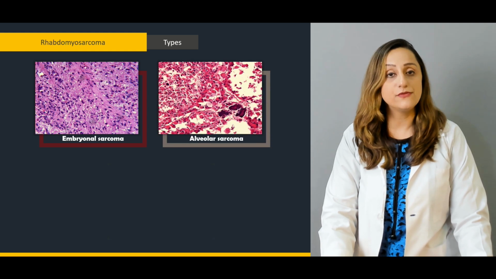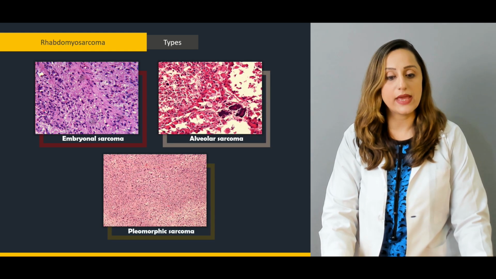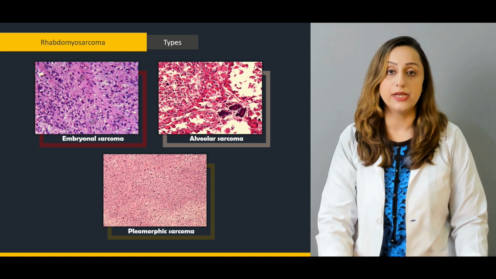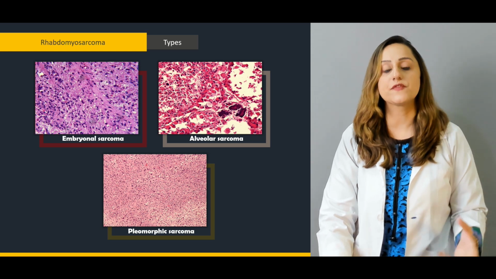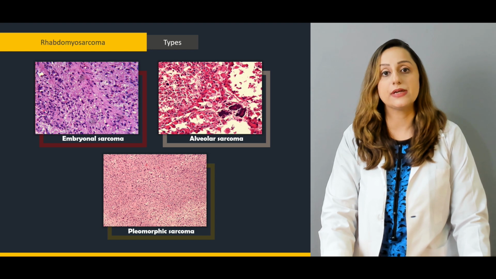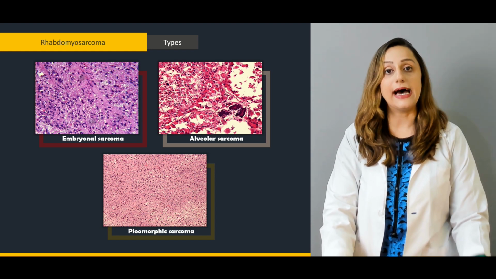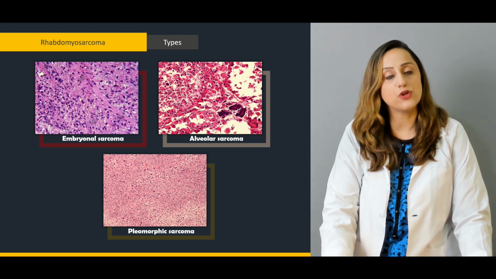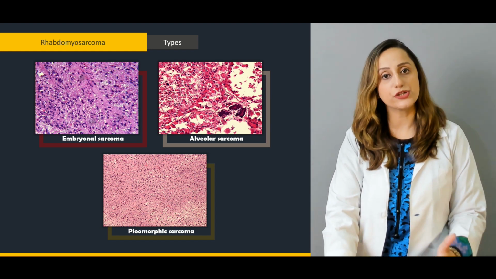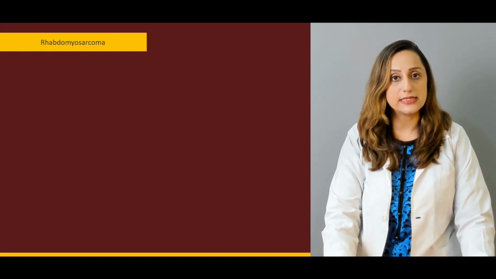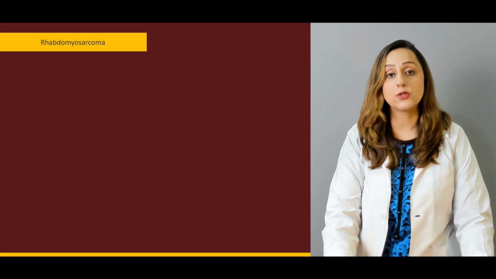We have the alveolar sarcoma on one hand, and we have the pleomorphic sarcoma, depending upon the histological picture and the kind of staining, whether it is a basophilic staining or an eosinophilic staining. That would basically classify it to be either the embryonal kind or the alveolar kind. On the other hand, we have the pleomorphic variety that can behave quite badly in a malignant state.